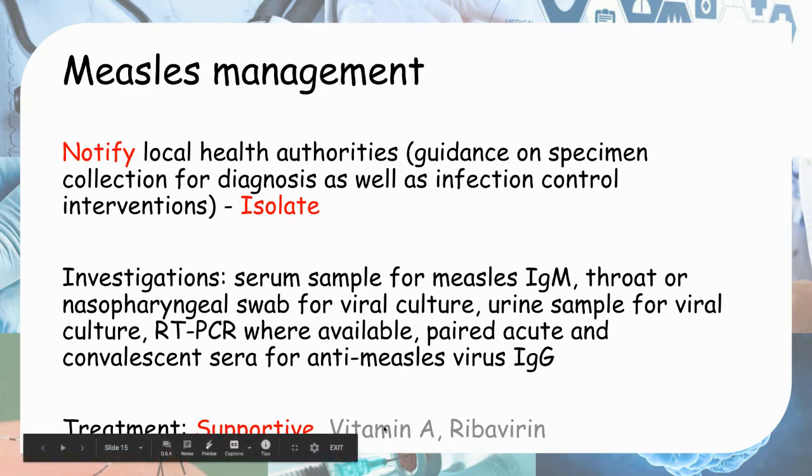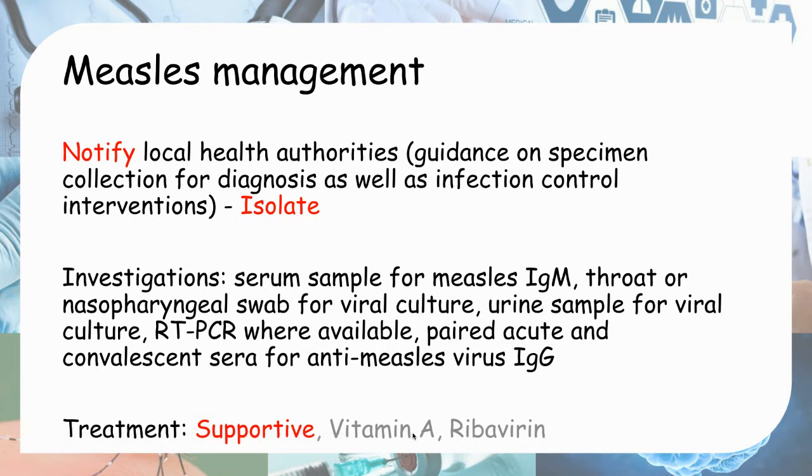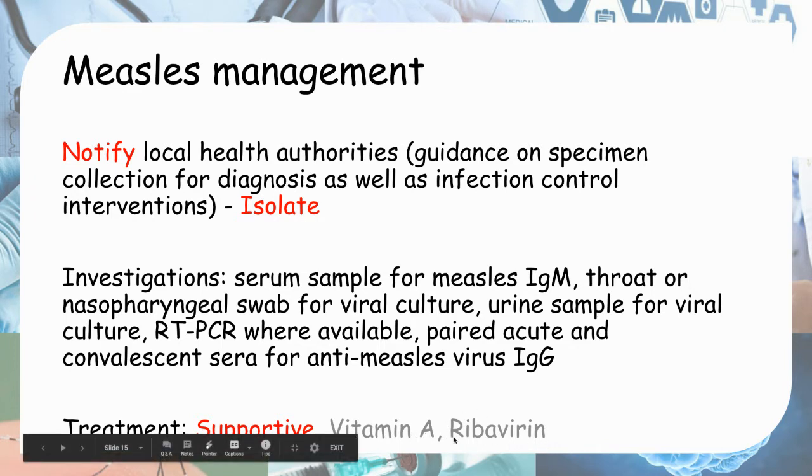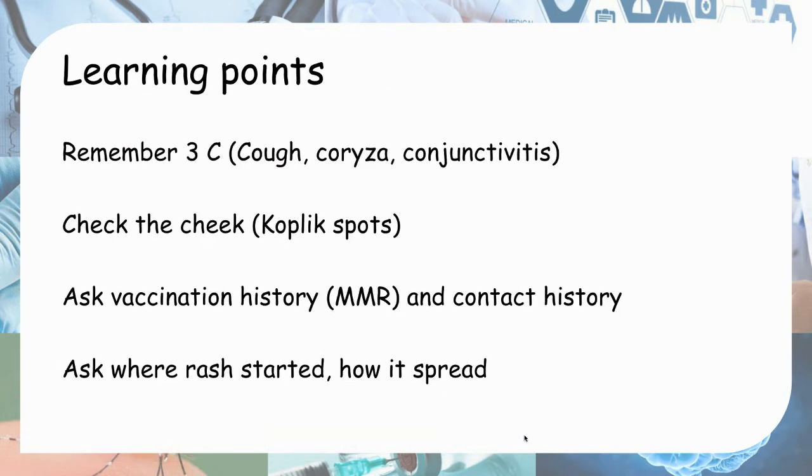Vitamin A. So this is not a treatment, but it has been shown that if you give vitamin A supplementation, it can improve morbidity and mortality in those populations which have vitamin A deficiency. And ribavirin is an antiviral. It's only given to immunocompromised individuals.